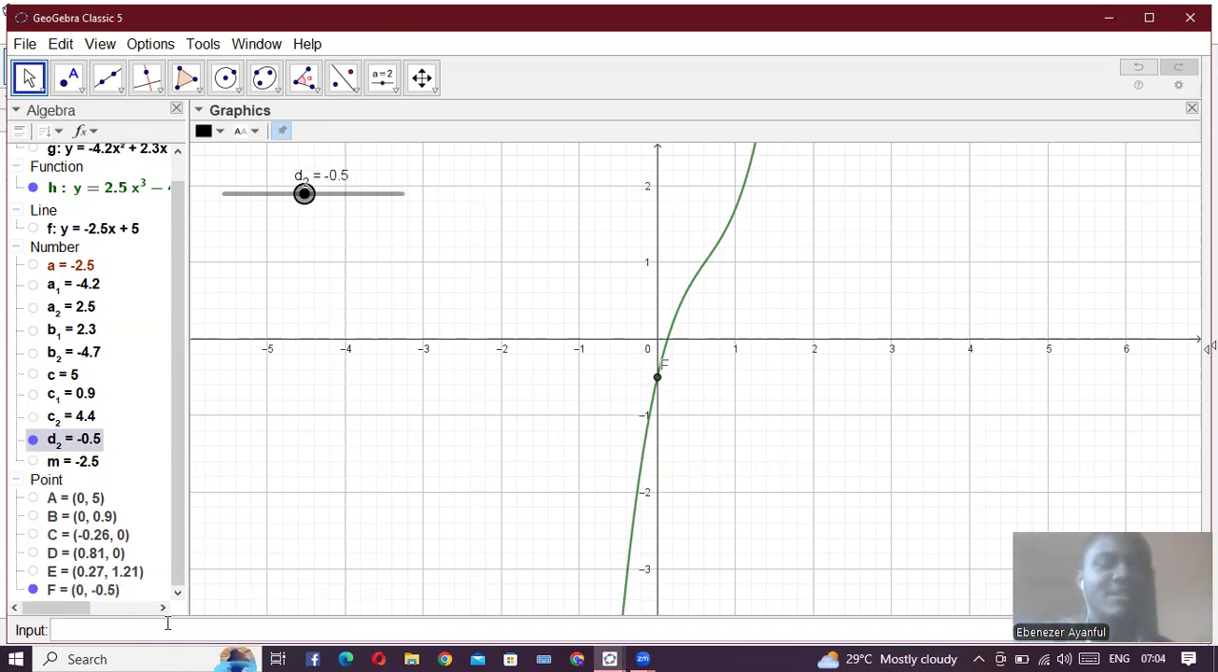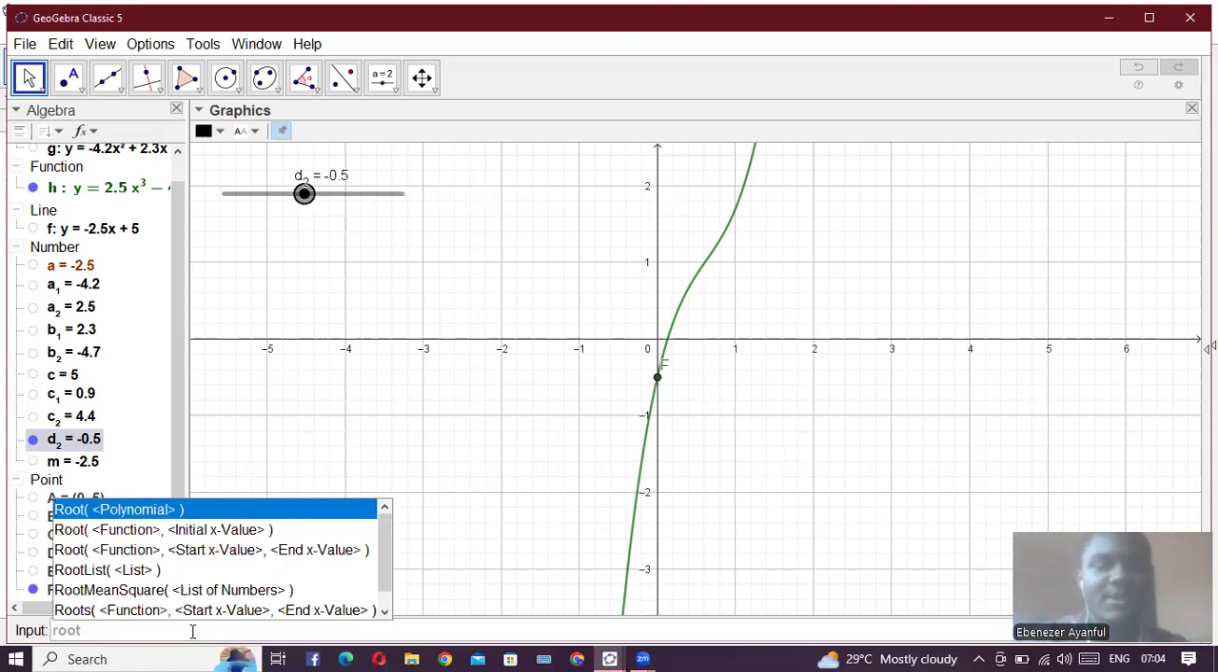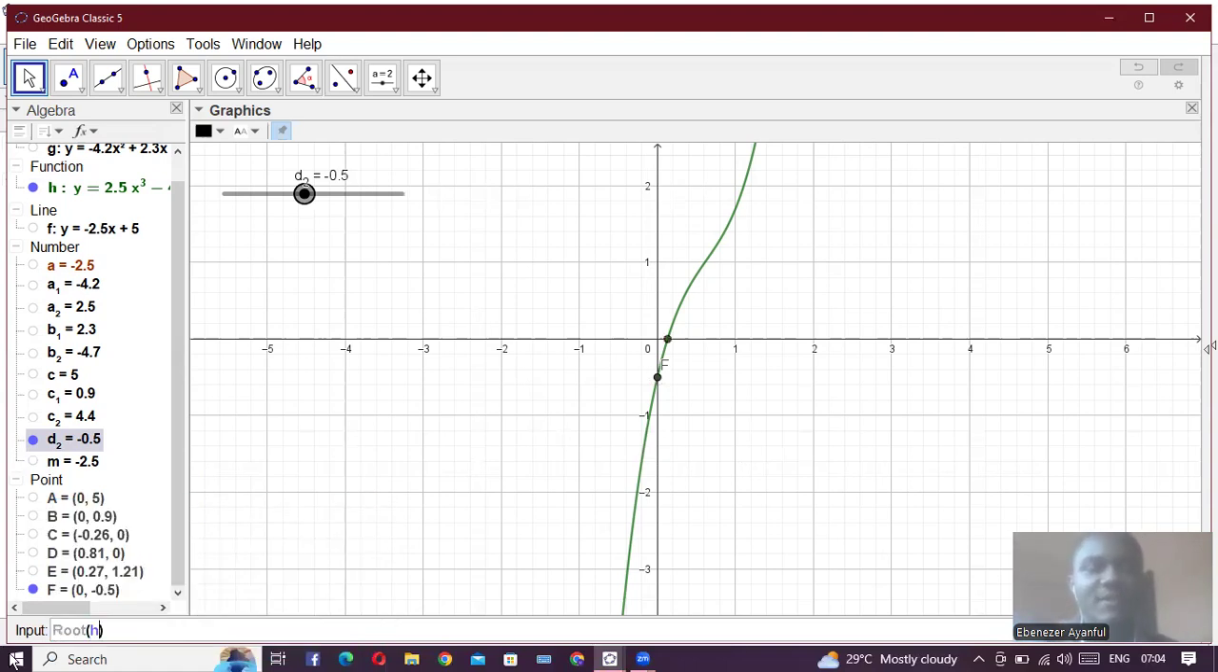Is that okay? All right, so let's talk about finding the roots. We can do the same thing as we did before: roots of h, and it will find the roots of the cubic function for us. You can do the same as we did for the quadratic. The roots are where the curve intersects the x-axis, so it will highlight this point here, which is the point of intersection of the curve and the x-axis. So that's the root of the cubic function, and we can do all that with cubic functions as well.